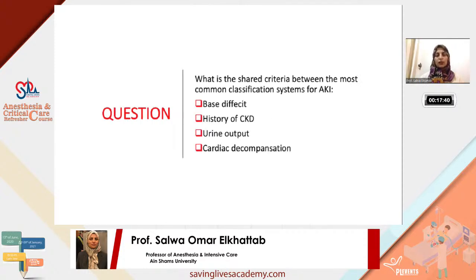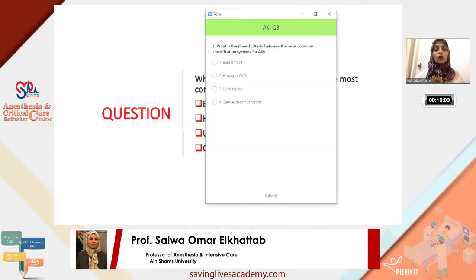question. What criterion is shared between most of the common classification systems? As we mentioned, there are many classification systems. What do you think is the most shared criterion? Is it base deficit? Is it a history of chronic kidney disease? Is it the urine output and changes in the urine output, or having cardiac decompensation? What is the most shared criterion for diagnosis of AKI in most of these systems?